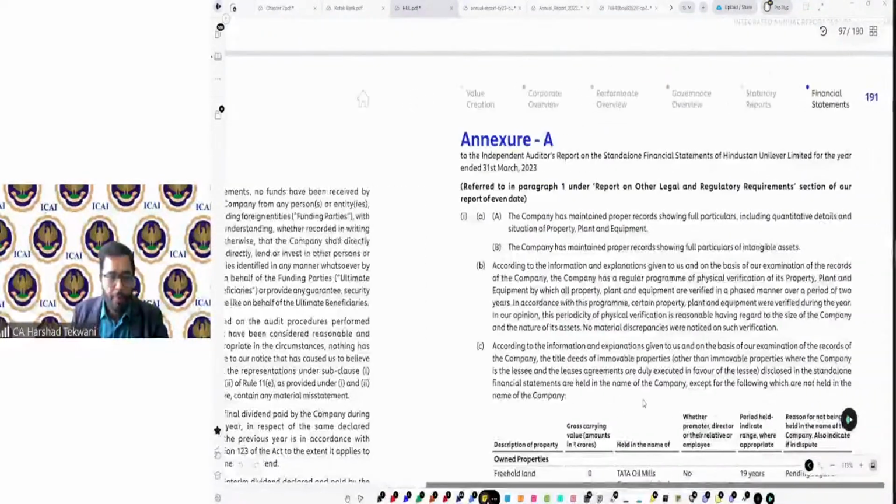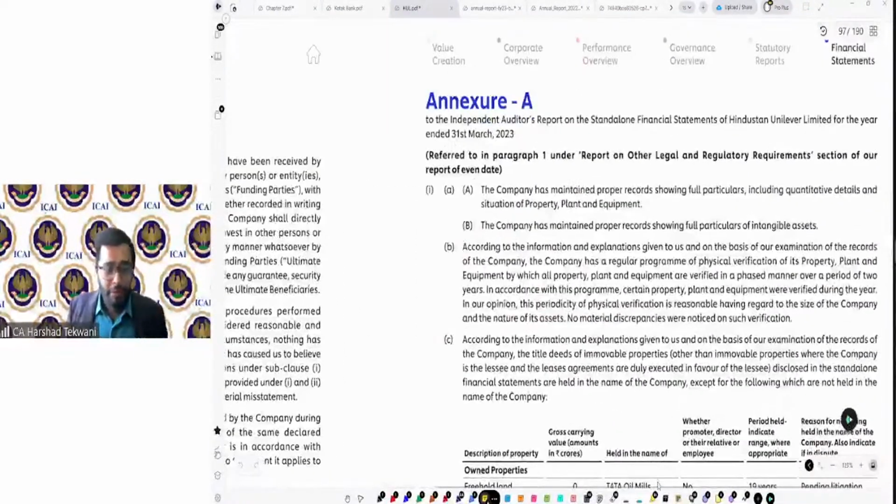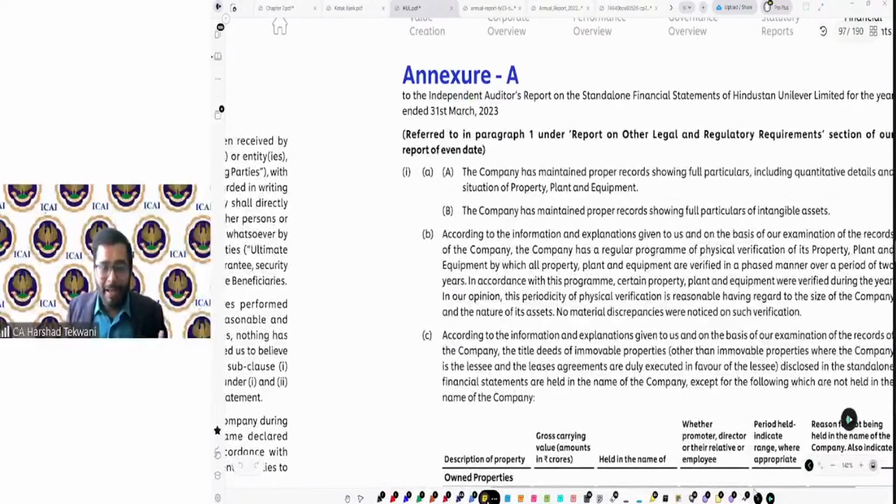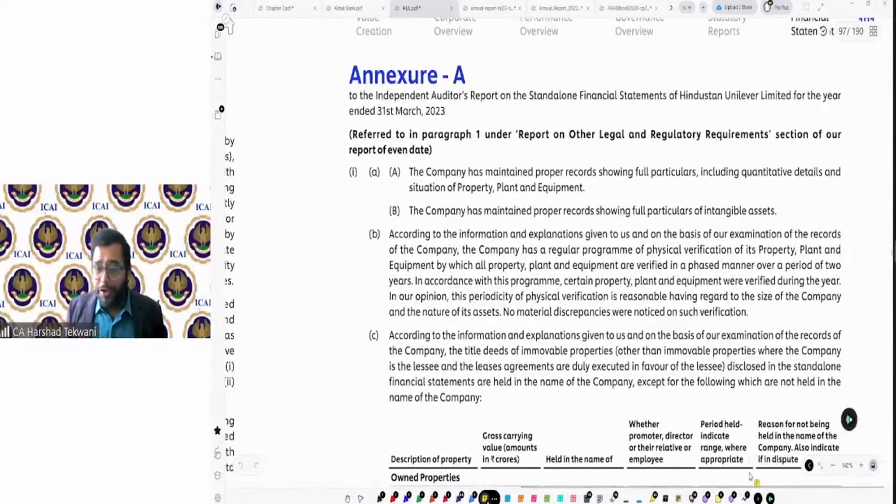Okay. One, whether proper books of accounts have been maintained by the company with respect to the quantitative details of plant property and equipment and intangibles. So the auditor is saying over here that the company has maintained proper records for plant property and equipment and for intangibles, both. Fine.